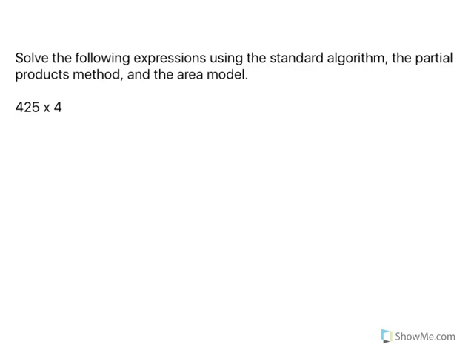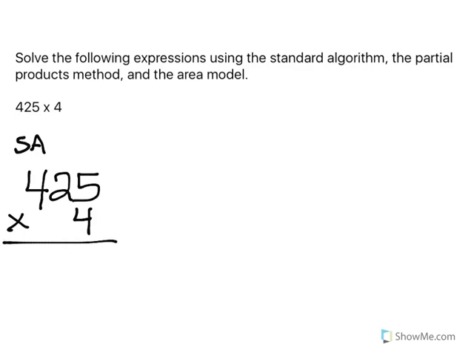First, we'll use the standard algorithm, and I'm going to label that SA. For the standard algorithm, I do 425 times 4, and I do 5 ones times 4, and I get 20. My 0 goes in my ones place, and my 2 goes in on the line.